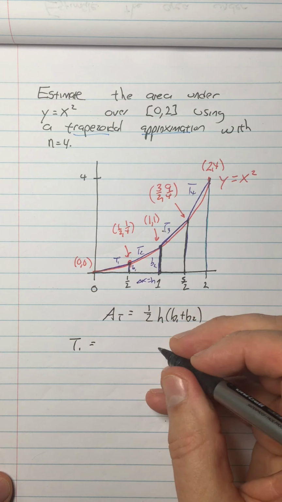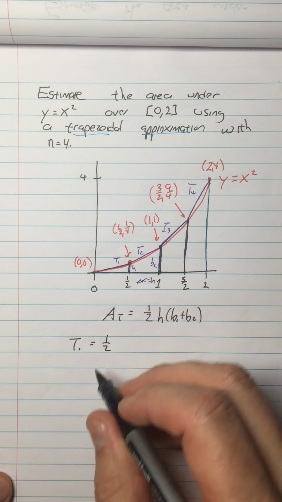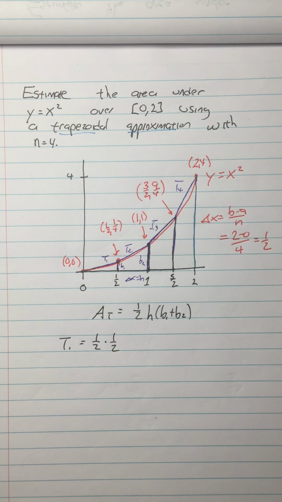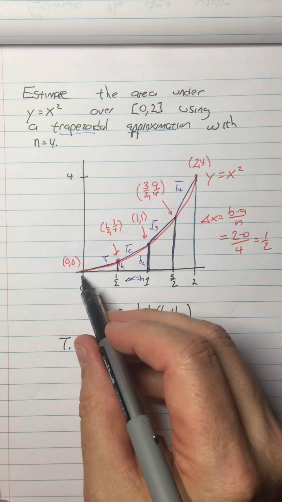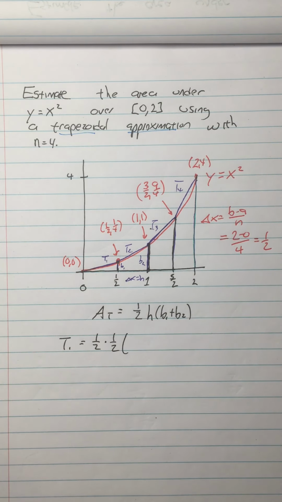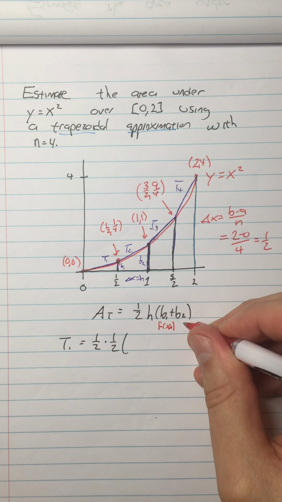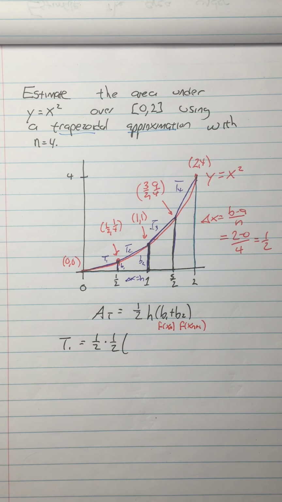T1 is going to be, so 1/2. The h is the delta x, which is 1/2. By the way, notice it's still true that delta x is equal to (b minus a) over n, which is (2 minus 0) over 4, which is 1/2. So that still holds for the trapezoid rule. All right, and then my B1 and B2 are really f of x sub 0 and f of x sub 1, if you like. So in general, these are going to be like f of x sub n and f of x sub n plus 1, although you certainly don't have to think of it that way.